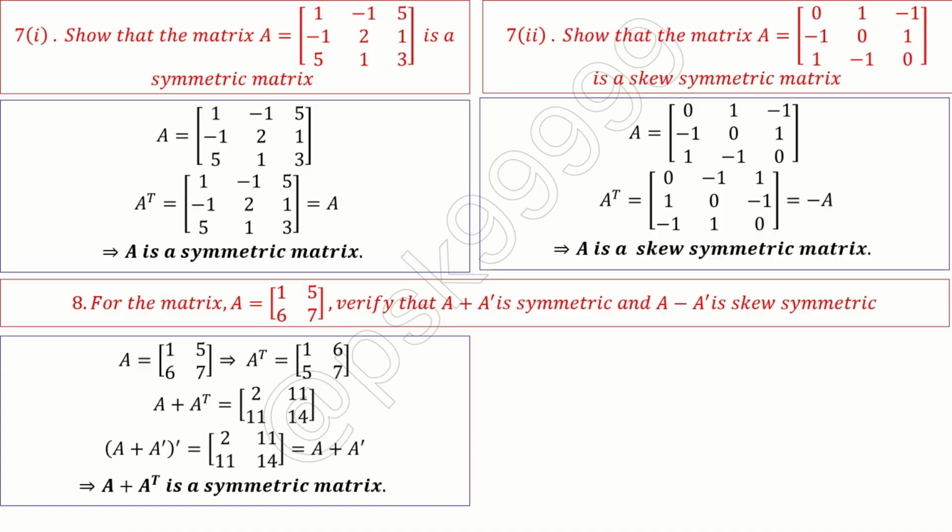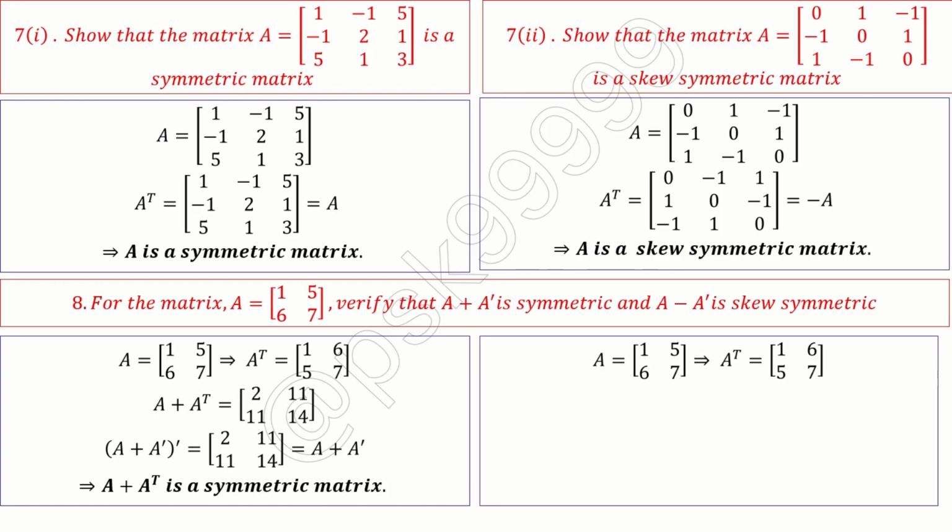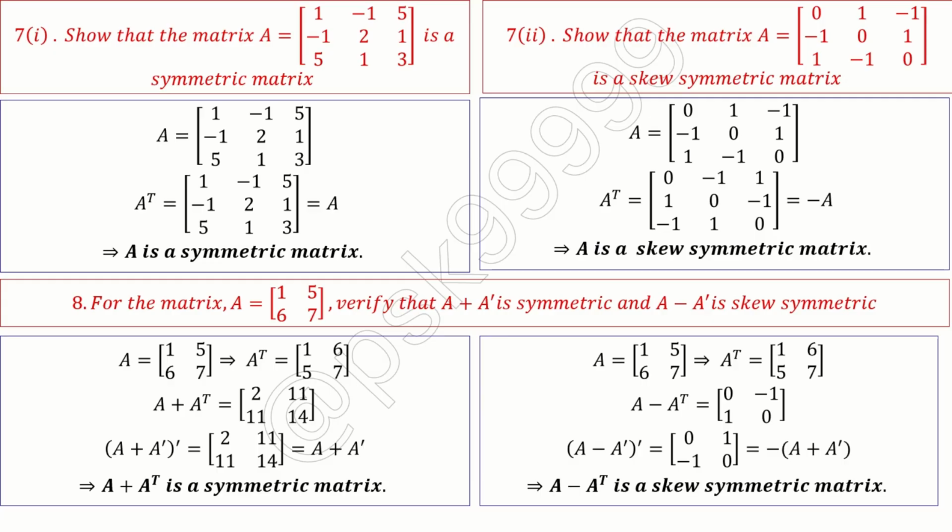Okay, now A + A' is a symmetric matrix. Now A minus A transpose, which is nothing but 0, -1, 1, 0. Which means (A - A')' equals 0, 1, -1, 0. You get exactly that by applying minus to A - A'. So this is a skew symmetric matrix. You can easily see the elements, right?